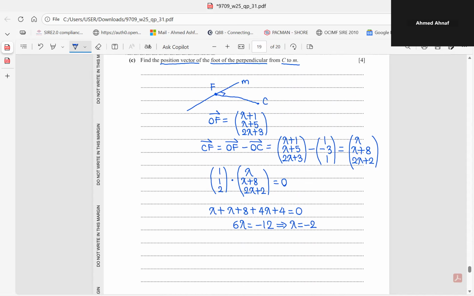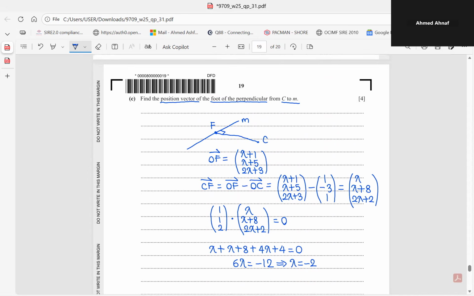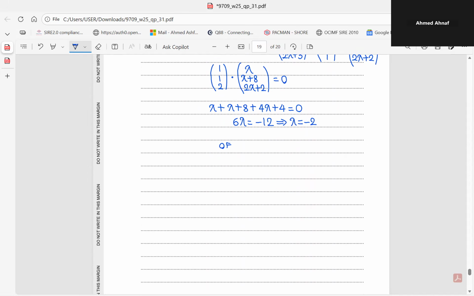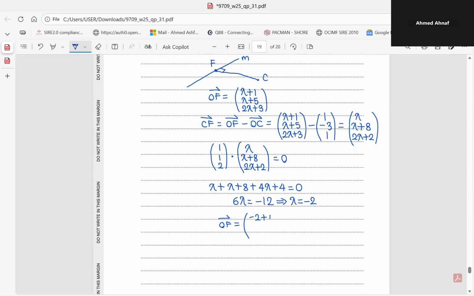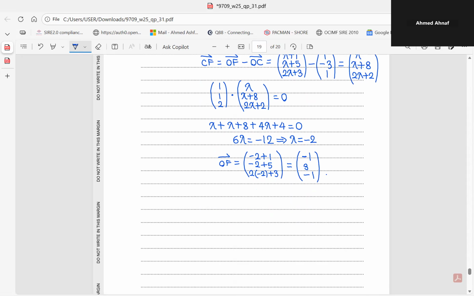Okay, and then to find the foot of the perpendicular, which is OF, just substitute it back. You would get minus 2 plus 1, minus 2 plus 5, 2 times minus 2 plus 3. So minus 2 plus 1, it's minus 1. And minus 2 plus 5 is 3. And 2 times negative 2, that's minus 4, plus 3, you get minus 1. So this would be our final answer for the foot of the perpendicular, minus 1, 3, negative 1.